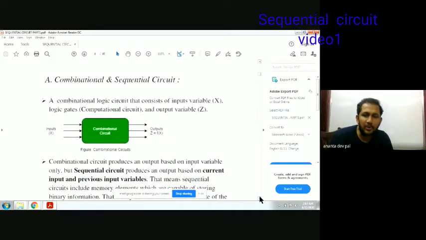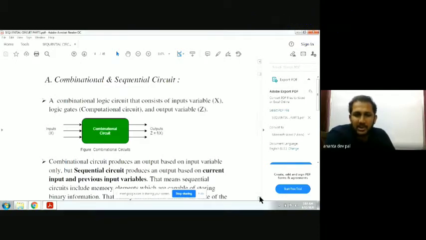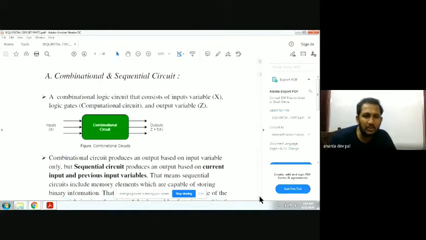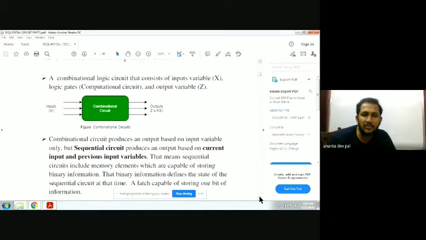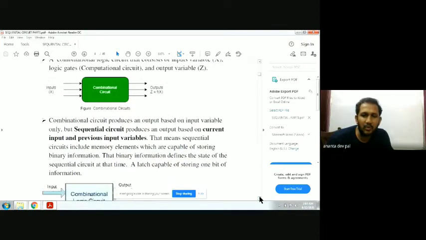Combinator circuit produces an output based on input variable only. In sequential circuit, it produces output based on current input and previous input variable. This means sequential circuit includes memory elements which are capable of storing binary information. That binary information defines the state of the sequential circuit at that time. A latch is capable of storing 1 bit of information.